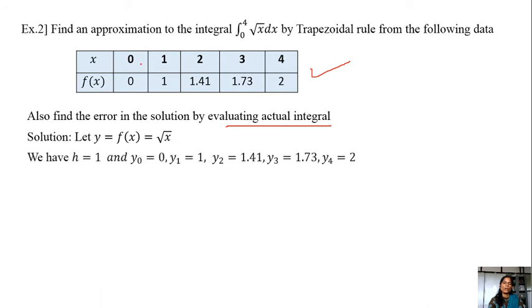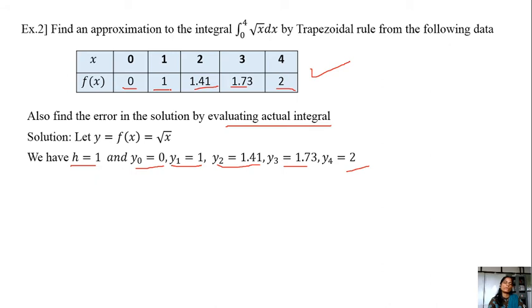So here observe the interval of differencing. So 0 to 1, 0, 1, 2, 3, 4. So the interval of differencing is h equal to 1. Now these are the initial arguments. So y0 is 0, then y1 is 1, y2 is 1.41, y3 is 1.73, and y4 is 2. So we have written this.